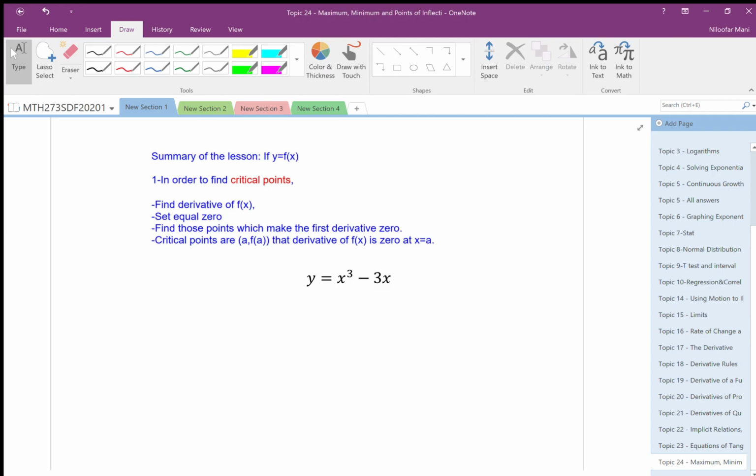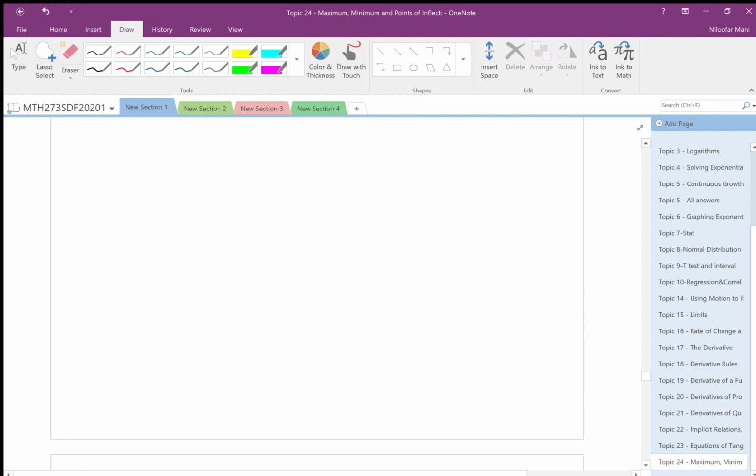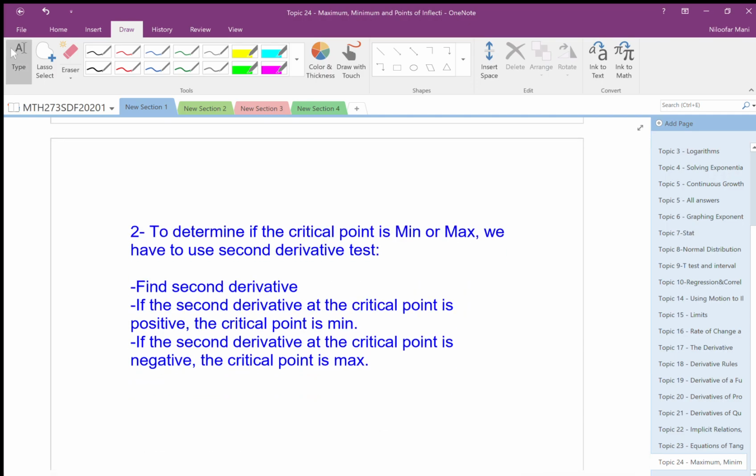In order to find critical points, find the first derivative equals 0, and then find those points. Find y. Everything is explained here, step by step. In order to find maximum and minimum, use the second derivative. Second derivative positive, minimum; negative, maximum.